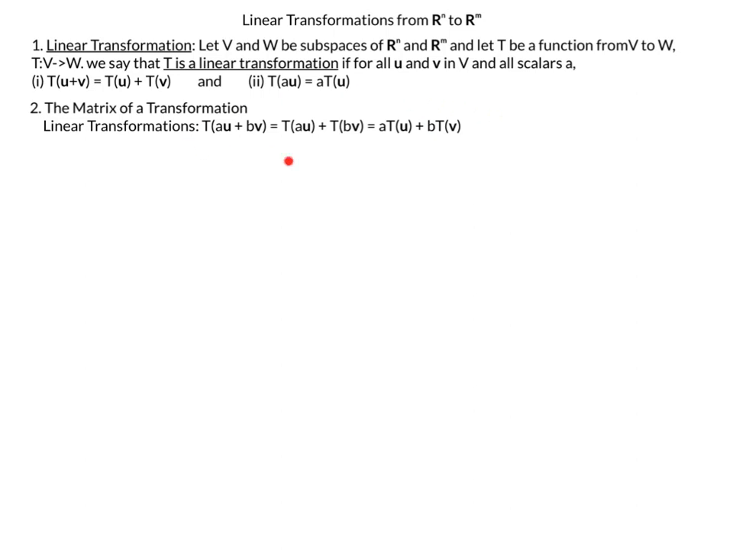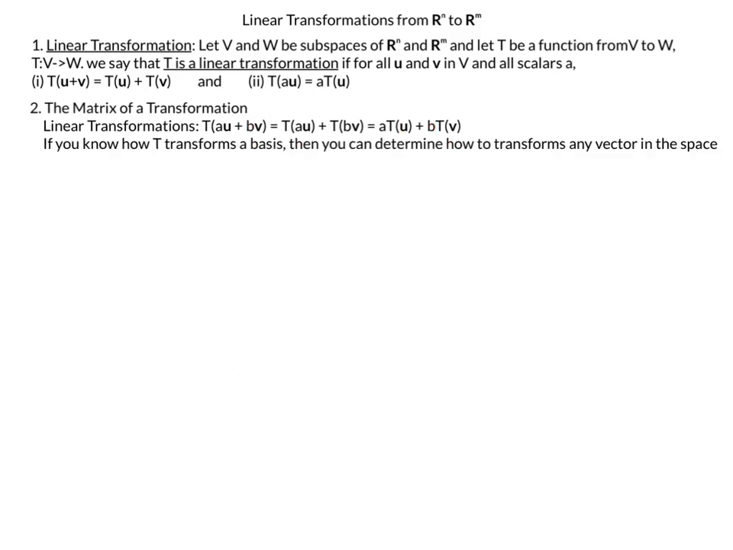And now because of the second condition, we can break that into a Tu plus b Tv. So this is an interesting result. We can combine these two into this one more succinct form. And the reason why this is interesting is it tells us that if you know how T transforms a basis of a vector space, then you can determine how to transform any vector in the space, and we're going to use this fact here.